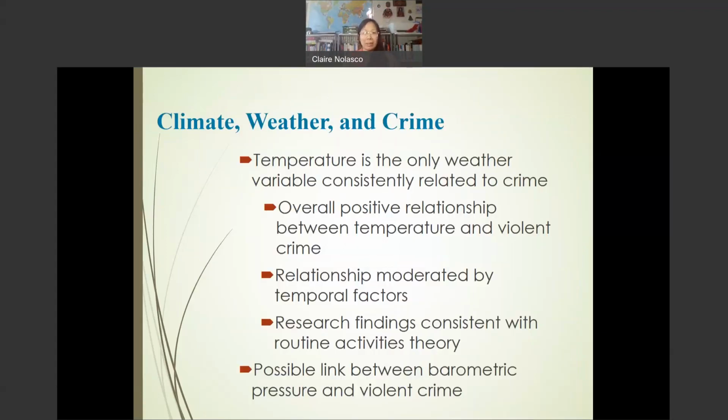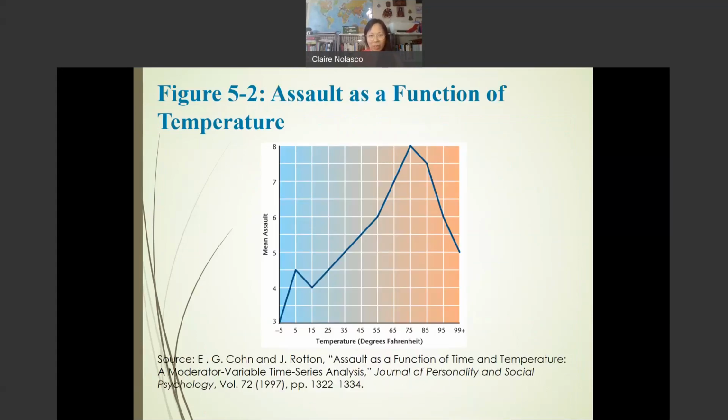Now, another study looks at climate, weather, and crime. Studies indicate that temperature is the only weather variable consistently related to crime. There is an overall positive relationship between temperature and violent crime, although this relationship is moderated by temporal factors. Research findings on climate and crime are consistent with routine activities theory. So you'll see here a chart showing that the higher the temperature, the higher the crime rate. But if it's too cold, then the crime rate decreases. If it's too hot, again, the crime rate slackens off, also decreases.